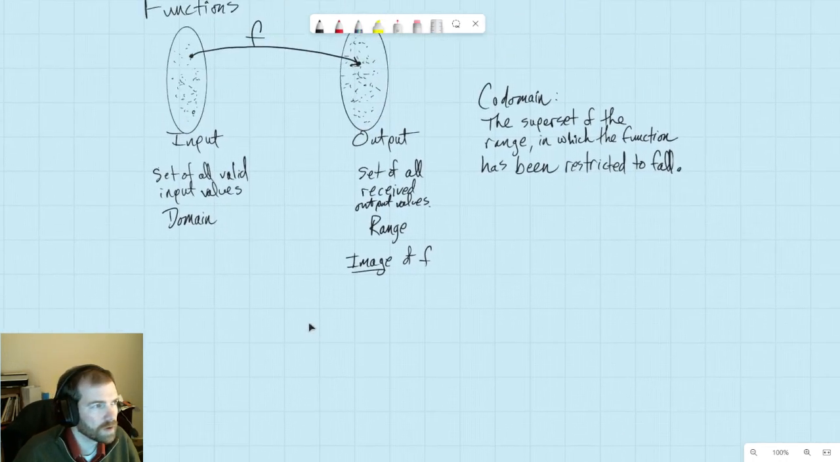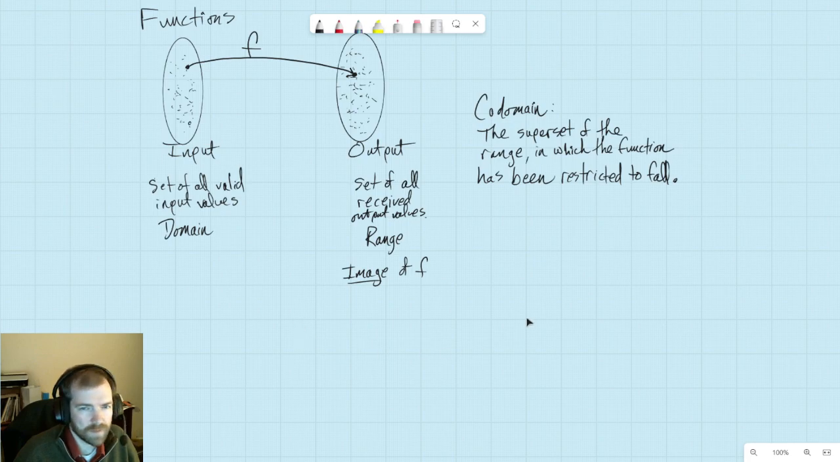Okay, so with functions, we got all these rules that apply, right? So our codomain is going to be the superset of the range. The function has been restricted to fall within this particular thing, whatever it might be. So we decide what our codomain is going to be when we say, all right, we're only doing stuff with, let's say, integers or let's say real numbers. So we could just kind of decide whatever it is that we want to do. And then for our particular function, the range is the stuff that actually comes out.